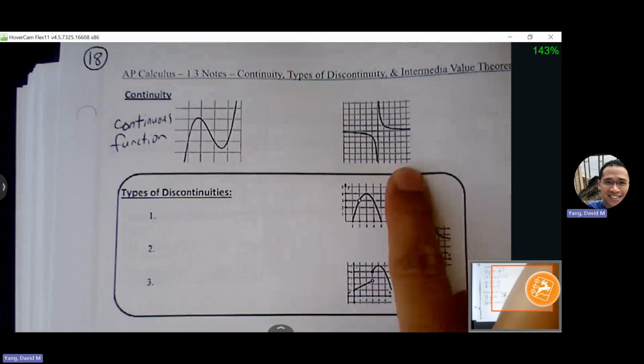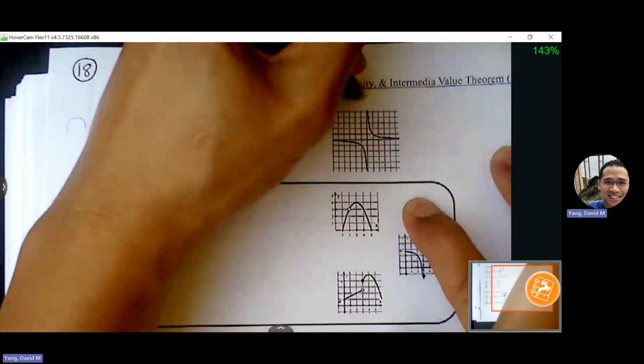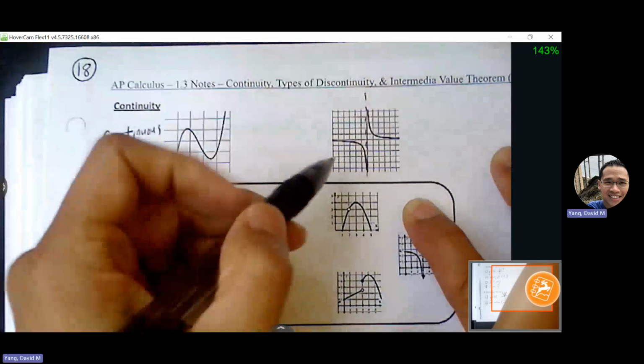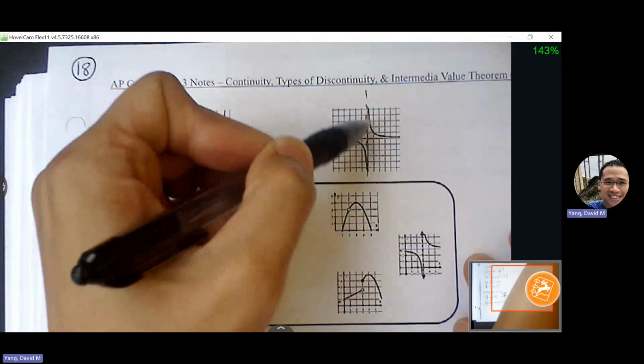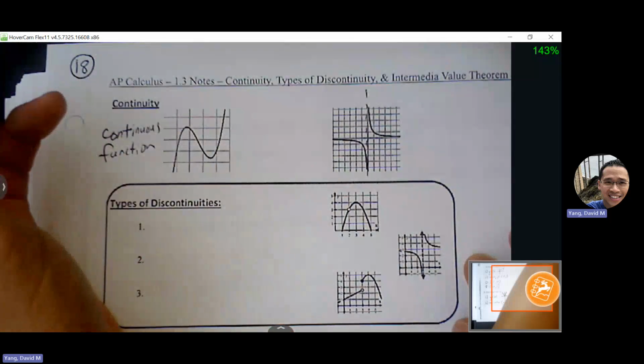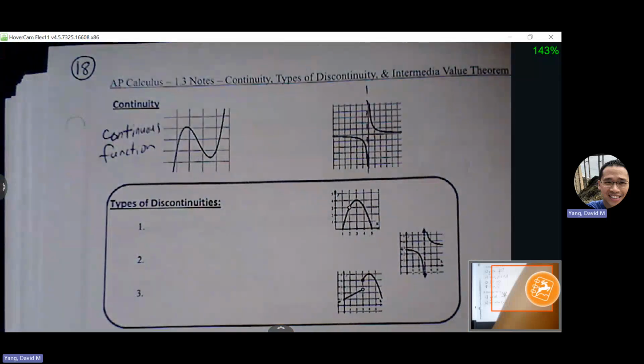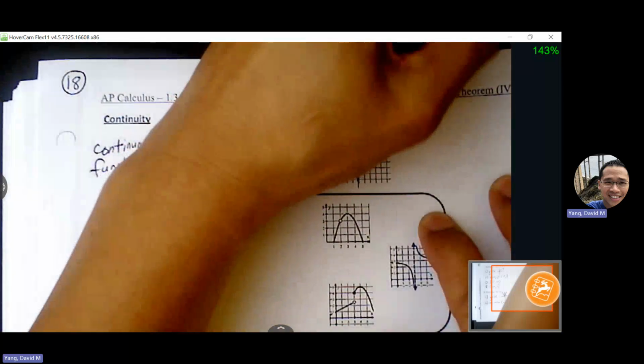This, however, is a discontinuous function because there's an asymptote. So in order to move to the next part of the graph, I have to lift my pencil up to sketch the other part. So anytime you have to lift up a pencil, basically if there's a hole, an asymptote, or disconnected branches, we have a discontinuous function.